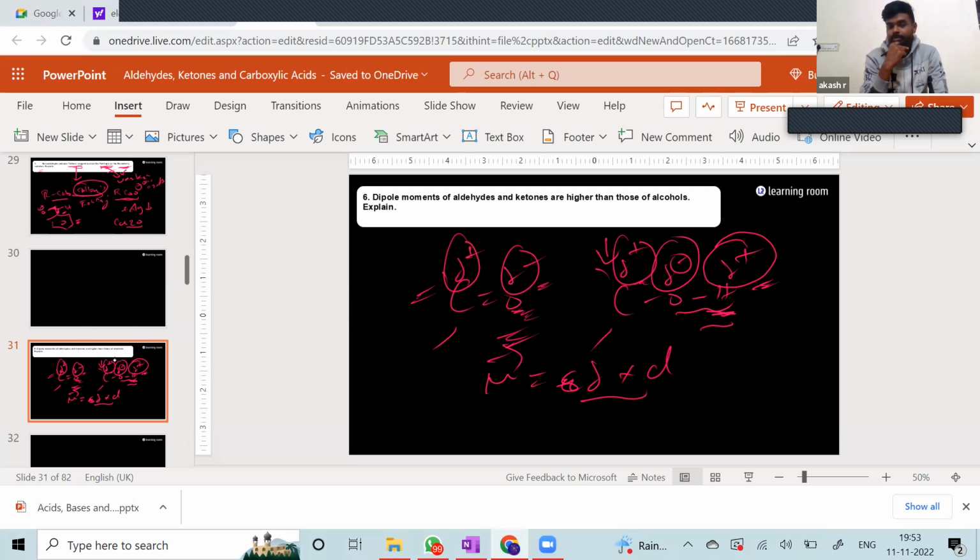So how you should write it is, the partial positive charge on the carbon atom and the partial negative charge on the oxygen atom is going to be higher in the case of aldehydes and ketones, and it is going to be lesser in the case of alcohols, because your O-H bond is also going to be polar. When I say polar, it means they'll be able to give me del plus and del minus.